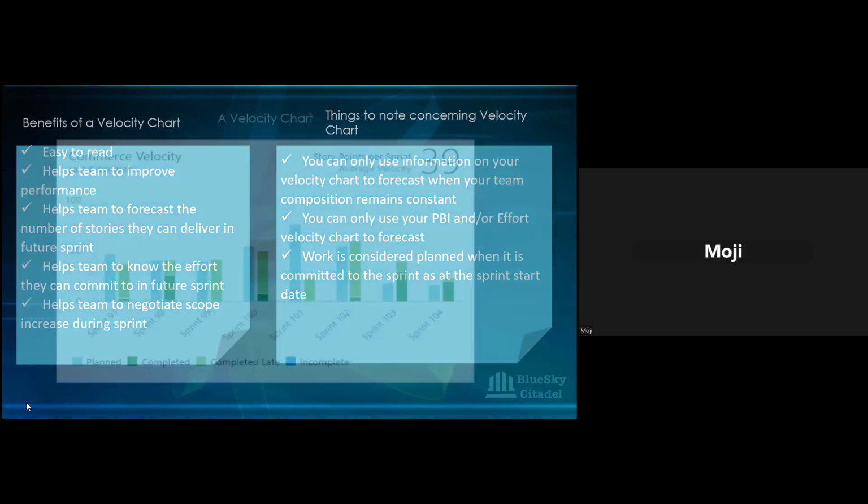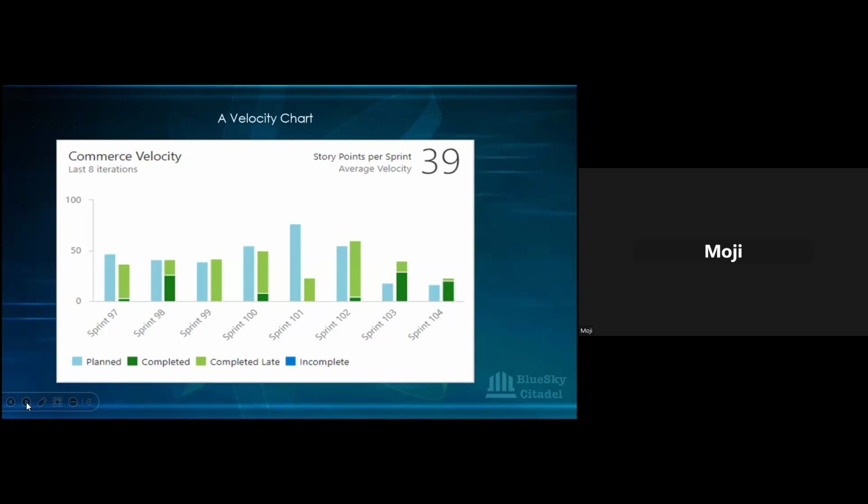Okay. Right, so this is an example of a velocity chart. The blue one, as you can see in the key at the bottom, is the planned one. The dark green one is completed, and then the light green one is completed late. So if there is any work that was completed a day after your sprint, it is considered as completed late. It will still add it to things for you, but it is considered completed late.